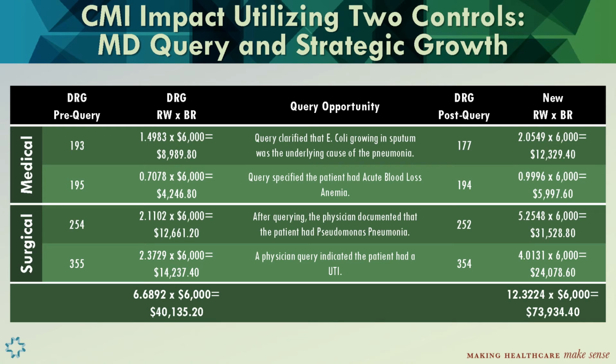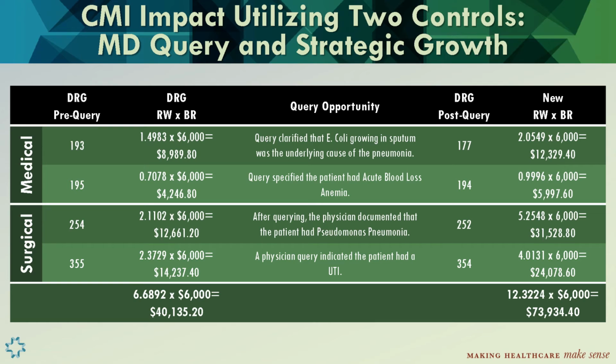For DRG 254, other vascular procedures without CC-MCC, the addition of Pseudomonas pneumonia, which is a MCC, regrouped this case to 252, a higher weighted DRG. Look at the weights for DRG 193 and 254. Both DRGs include without CC-MCC in the description, but notice the higher weight for DRG 254. The weight is higher because this is a surgical DRG.